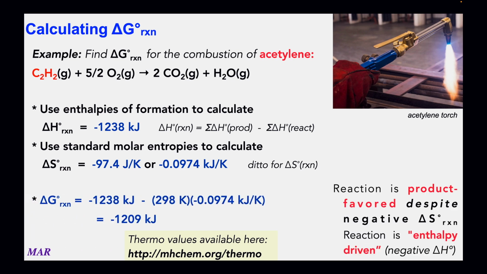On the other hand, if you combine these at room temperature, 298 Kelvin, delta H minus T delta S, make sure you turn delta S into kilojoules per mole, you end up with a delta G, which is minus 1,209 kilojoules per mole. And that means this reaction is spontaneous, product favored. Delta S doesn't want this reaction to go, but delta H is able to overpower it and make it happen.